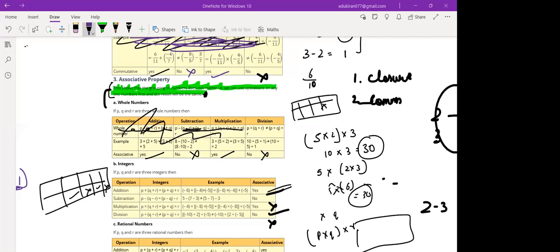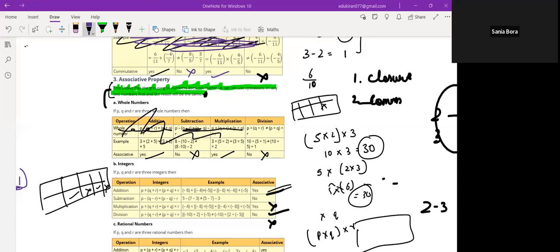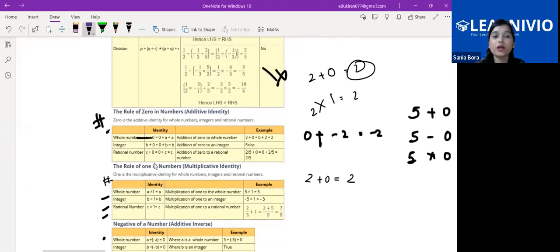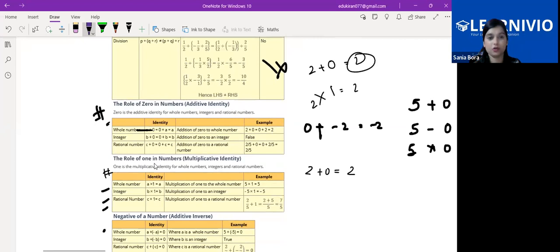Everybody finished? Yes. Okay. Now, let's just move to the next one. The role of 0. So that is known as additive identity. So 0 is the additive identity for whole numbers, integers and rational numbers.